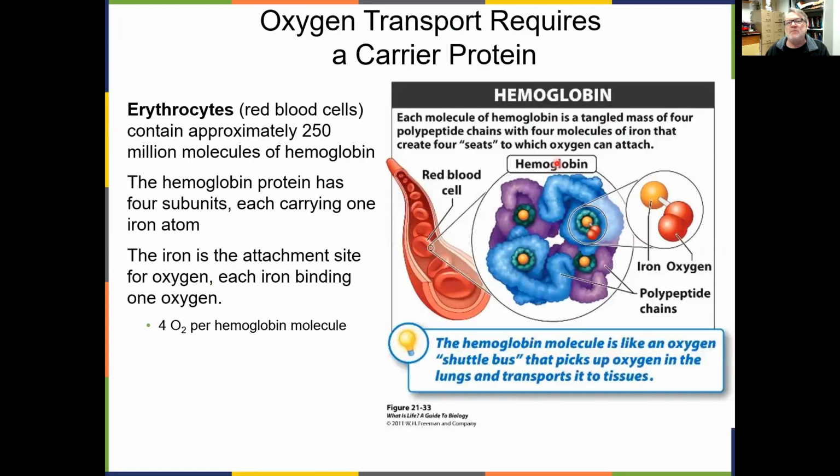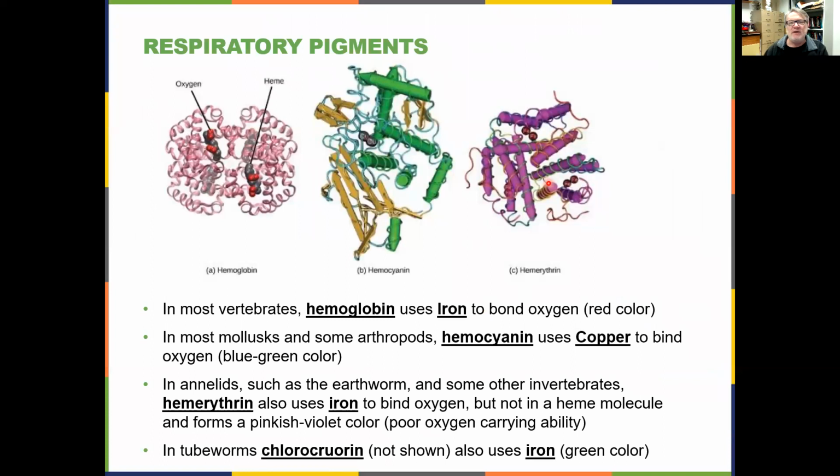So we're probably most familiar with hemoglobin, but if we look at the diversity of animals, we have to learn that hemoglobin is not the only molecule that can carry oxygen. It just happens to be the one that's used in most vertebrates. But there are other molecules that can be used to carry oxygen in other species. Now, in mollusks and many arthropods, instead of hemoglobin, it's called hemocyanin. And instead of iron, it uses copper.